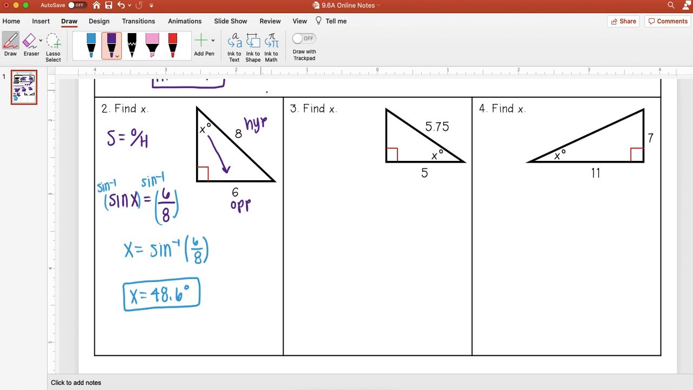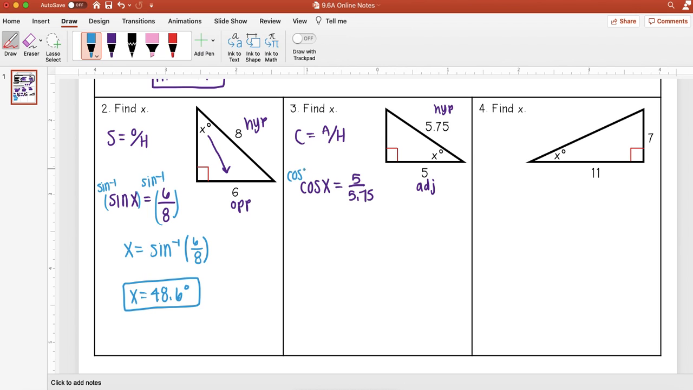Okay, let's try another one. So this one I have first my hypotenuse. I see that is this 5.75. And then I see this side here, this 5, it's right next to my missing angle, and it's not the hypotenuse, so that means that this is my adjacent side. So the trig ratio that has adjacent and hypotenuse, that is my cosine, the CAH part of SOHCAHTOA. So that means that cosine of my missing angle x is equal to my adjacent side, which is 5, over my hypotenuse, which is 5.75.